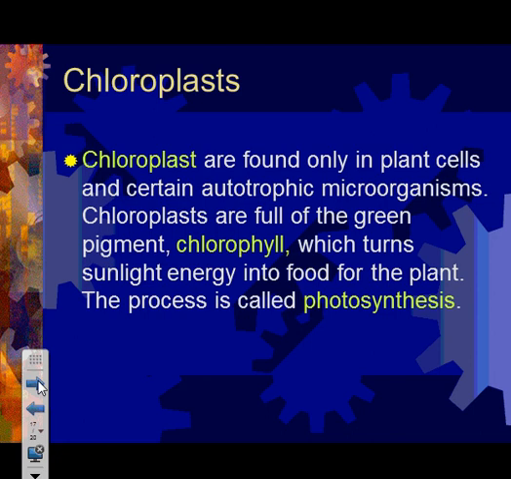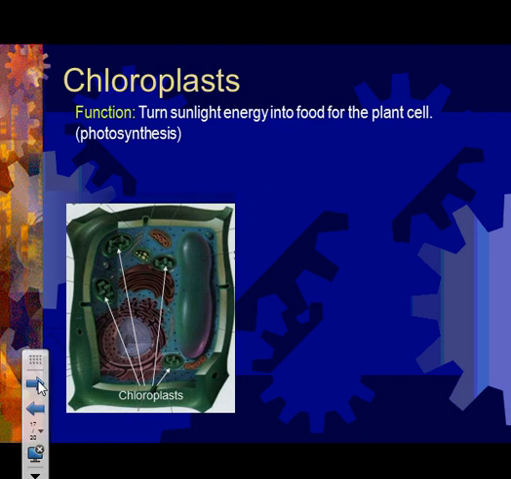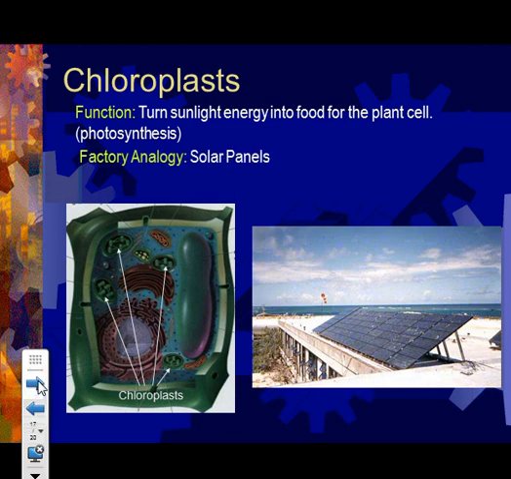Chloroplasts. Chloroplasts are found only in plant cells and certain autotrophic microorganisms. Chloroplasts are full of the green pigment chlorophyll, which turns sunlight energy into food for the plant. The process is called, of course, photosynthesis. In this plant cell here, we see several green chloroplasts. Their function is to turn sunlight energy into food for the plant cell. Again, photosynthesis. It would be like solar panels in our cell factory.